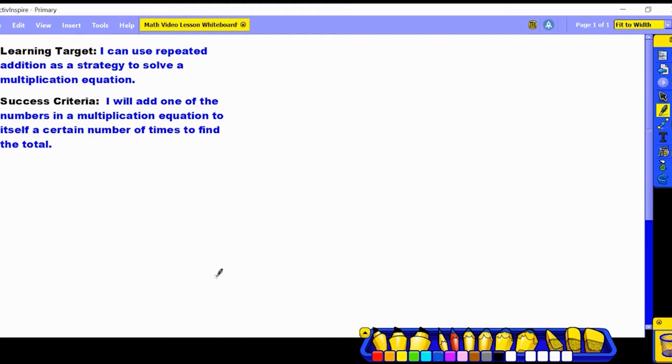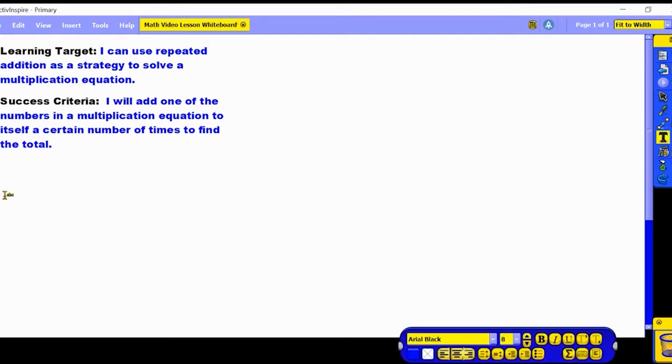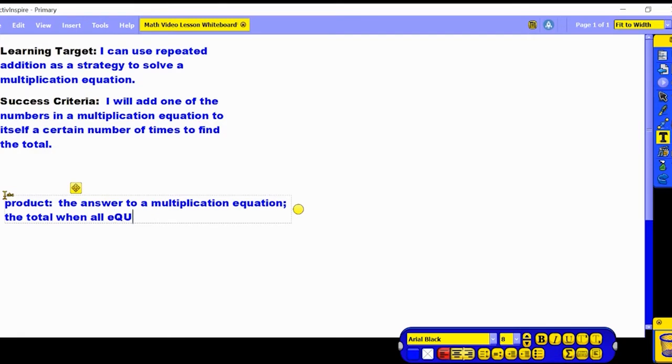It's an important word to know when we're thinking about multiplication. And that word is product. The product in a multiplication problem is the answer to a multiplication equation. Another way to think about what the product is, the total when all equal groups are added together or put together. So when we are finding the answer to a multiplication problem, we're finding the product. I've been using the word total, and it's the same thing.